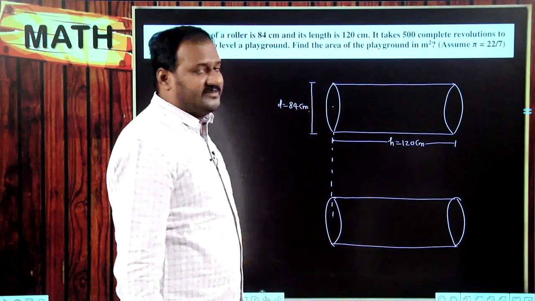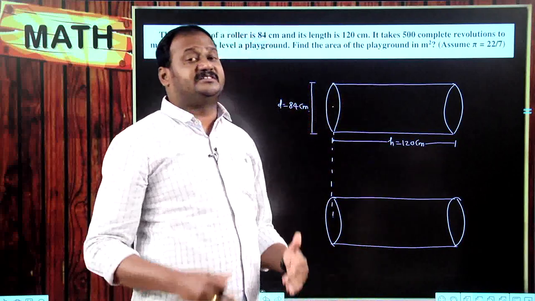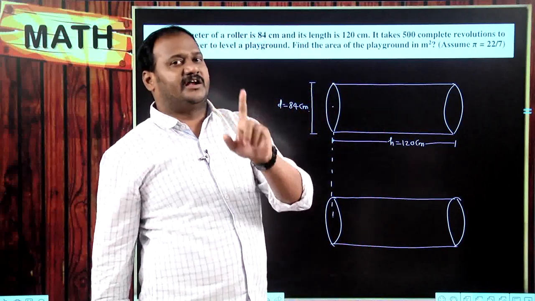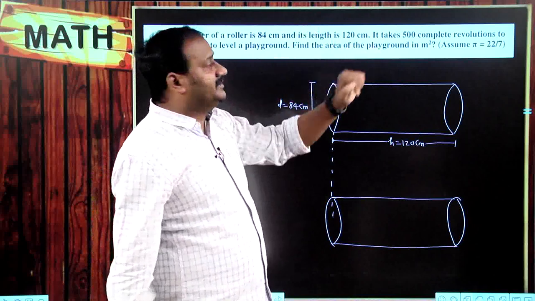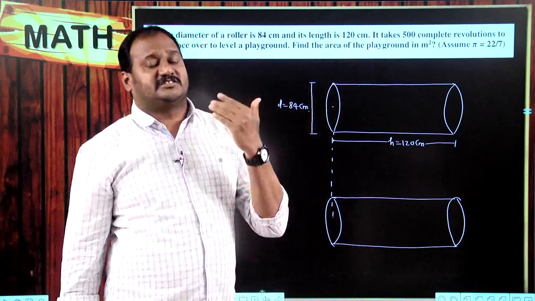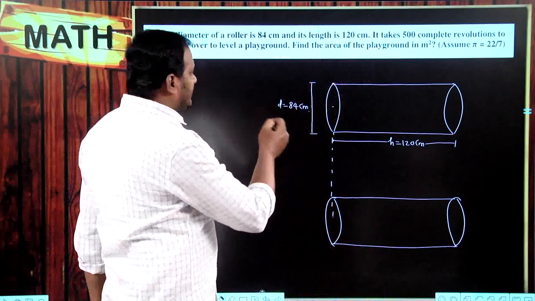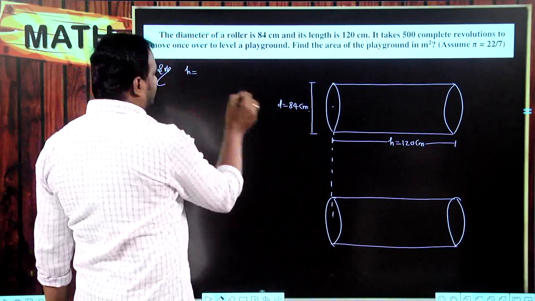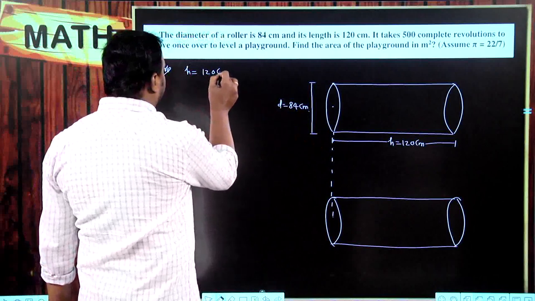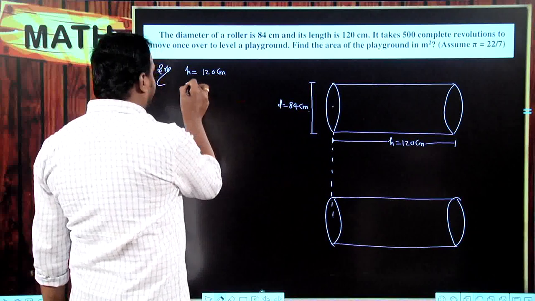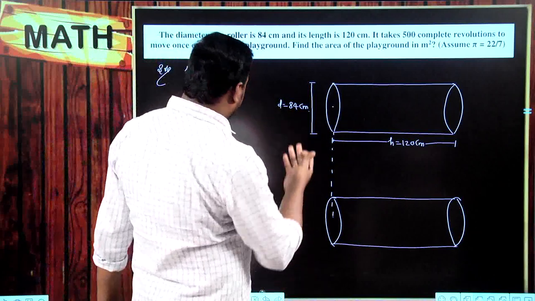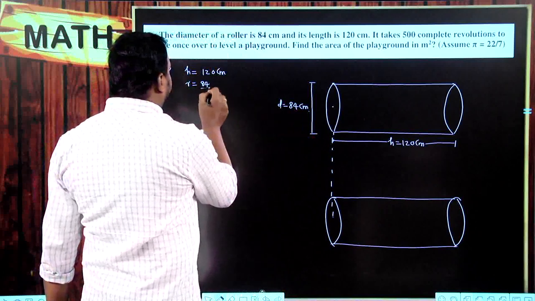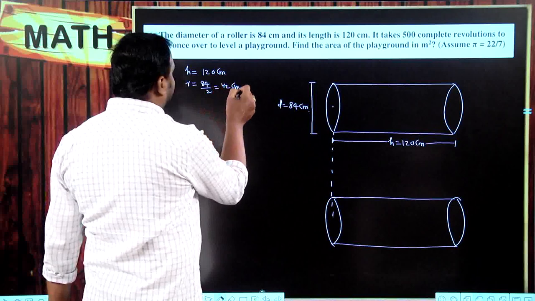The roller completed one revolution, what does that revolution mean? Revolution means its curved surface area. Okay. So one complete revolution is one curved surface area. So 500 complete revolutions is nothing but 500 total curved surface areas. Okay. So according to the given problem, I am going to write the information here. So the height of the cylinder is equal to 120 centimeters and the diameter is equal to 84. So the radius is going to be diameter by 2. Of course, you can leave the diameter, doesn't matter. So 84 divided by 2 is 42 centimeters, which is the radius.